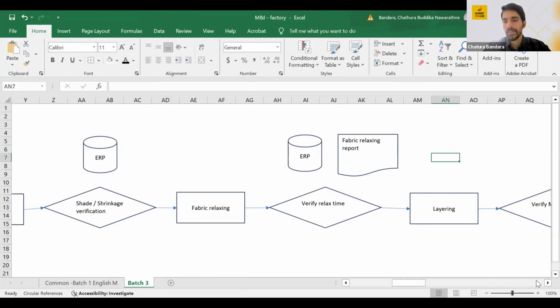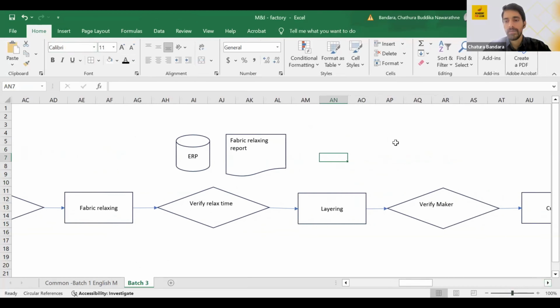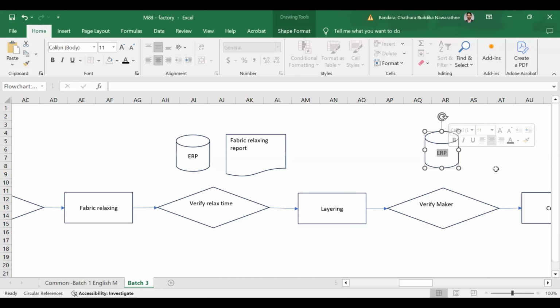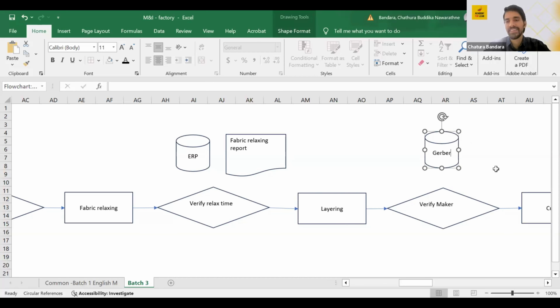Okay. And then marker verification should be ERP, right? Should be another system, not the ERP. What do you use? Lectra or what? We are using the Gerber system. Gerber, yeah. I'll write Gerber, okay.